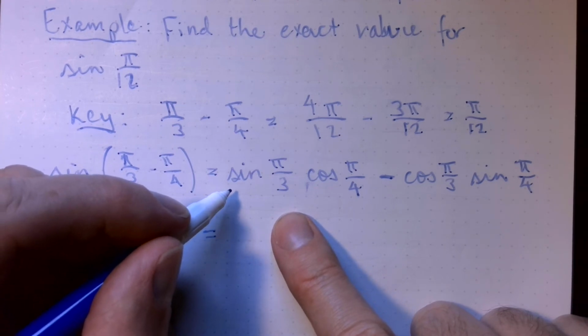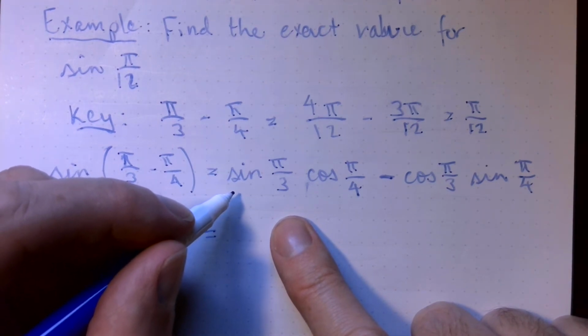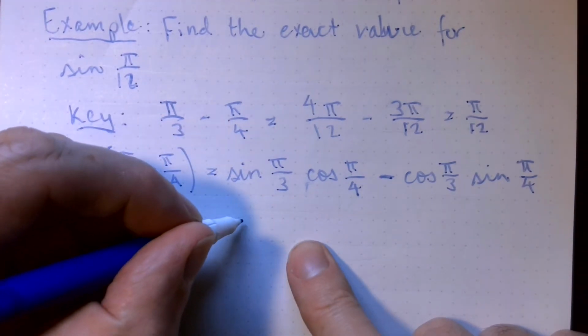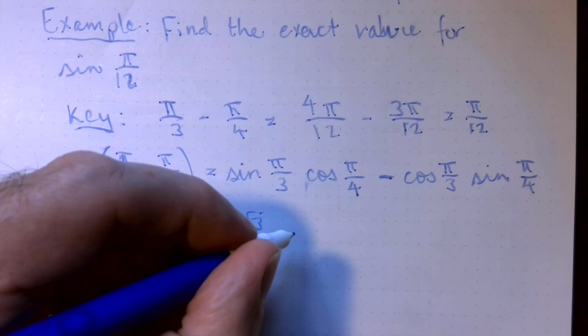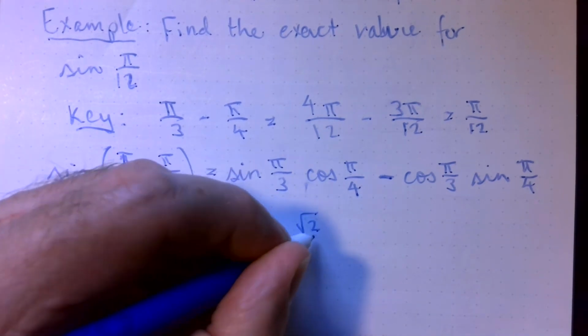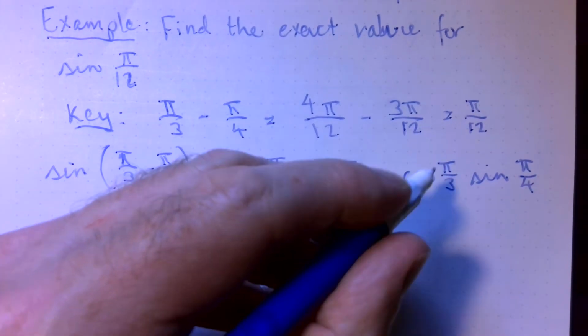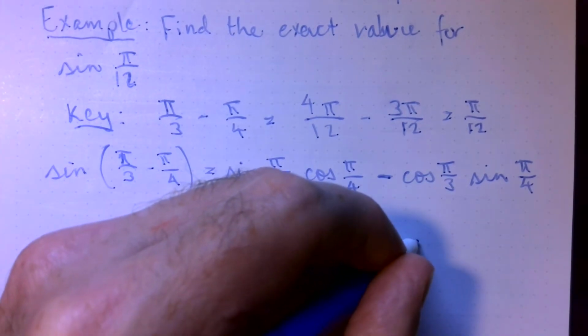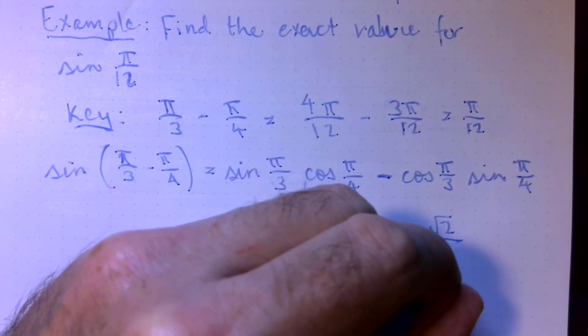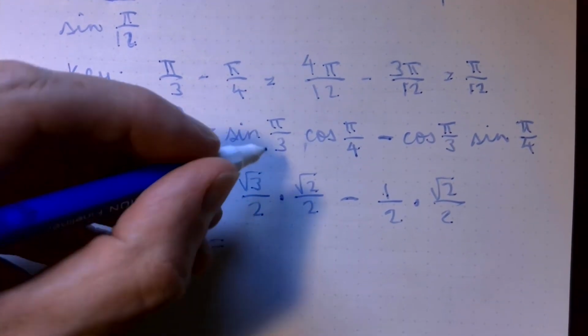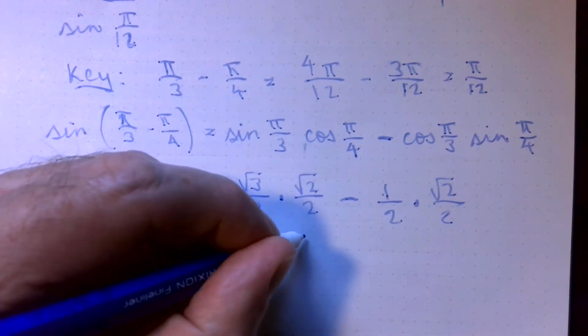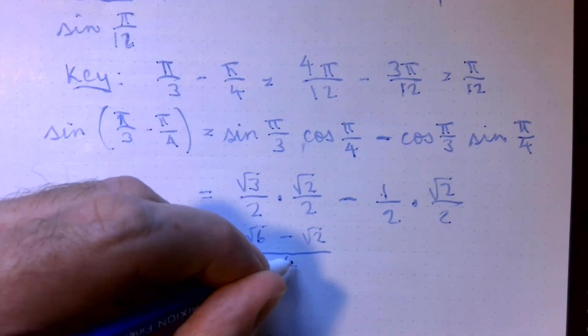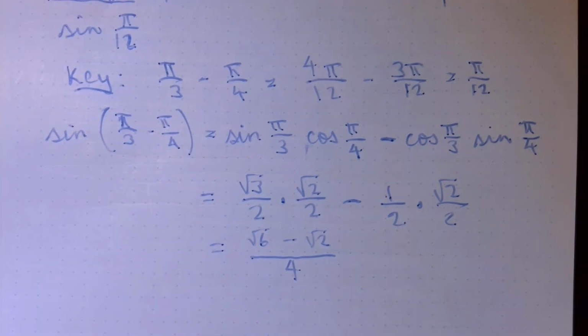Sine pi over 3, I can use my special triangles, or look at my unit circle. Sine pi over 3 is root 3 over 2. Cosine pi over 4, root 2 over 2. Cosine pi over 3 is 1/2. Sine pi over 4 is root 2 over 2. Okay, we can do the arithmetic with the fractions just as we did before. It's root 6 minus root 2, whole thing over 4. Okay, so using these angle sum and difference formulas, we can extend our knowledge about the exact values of trig functions.